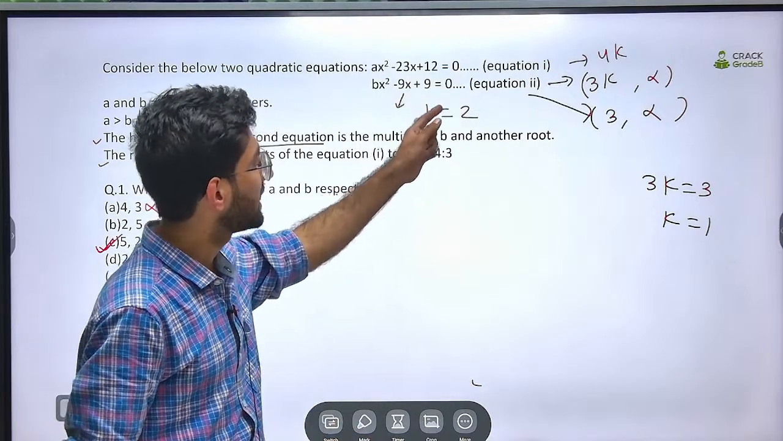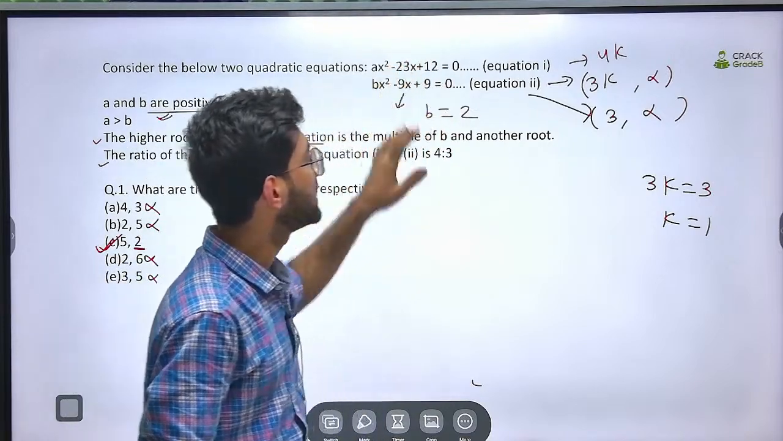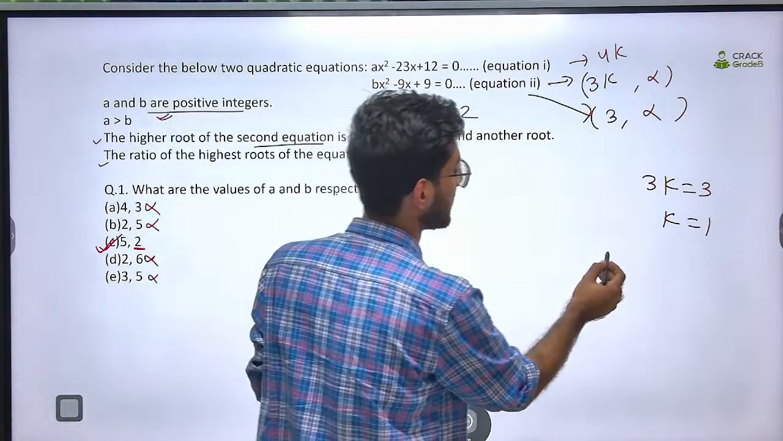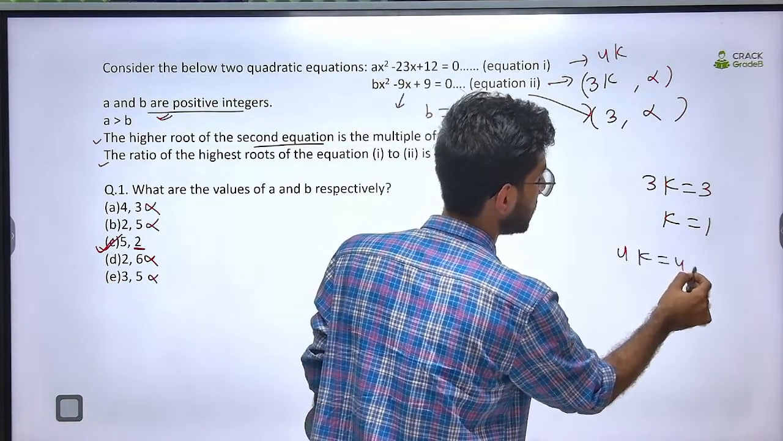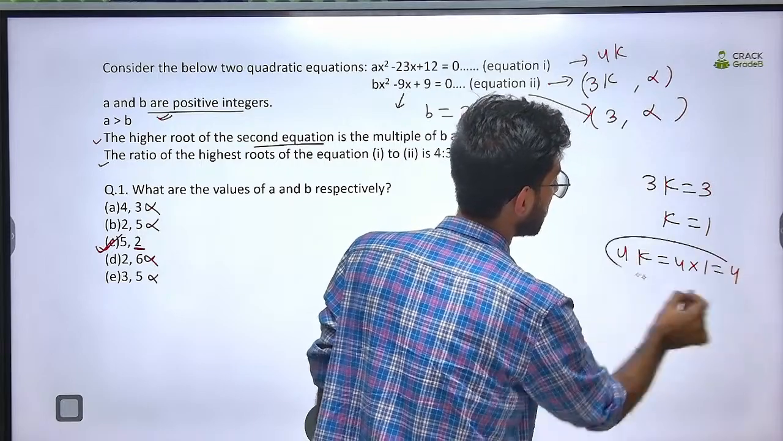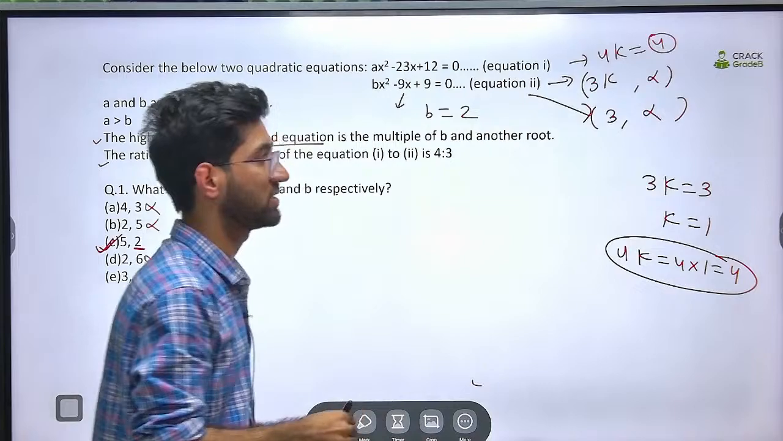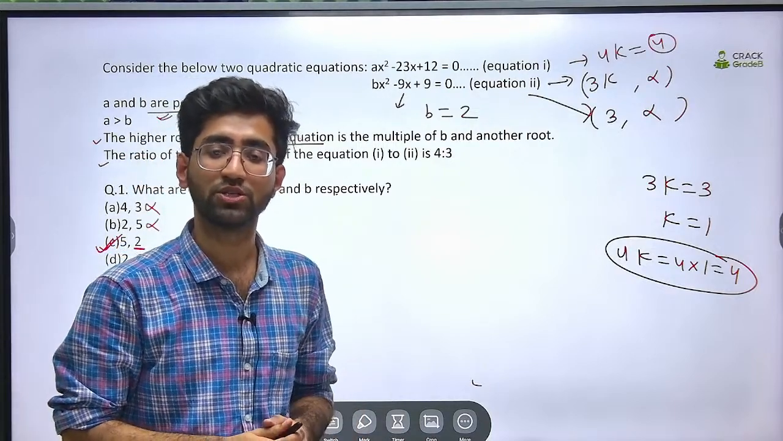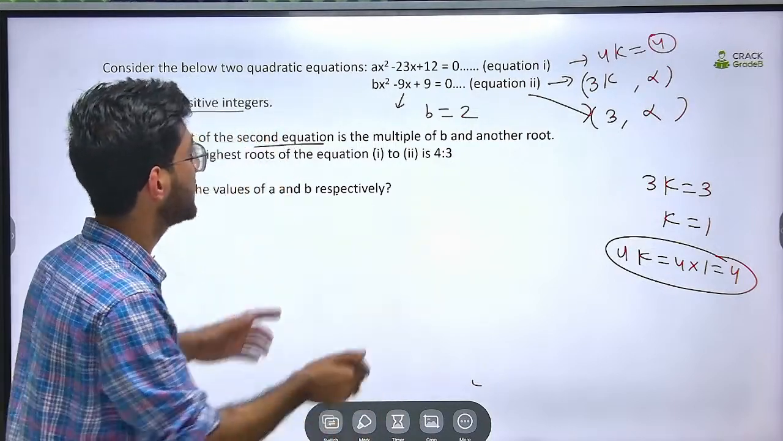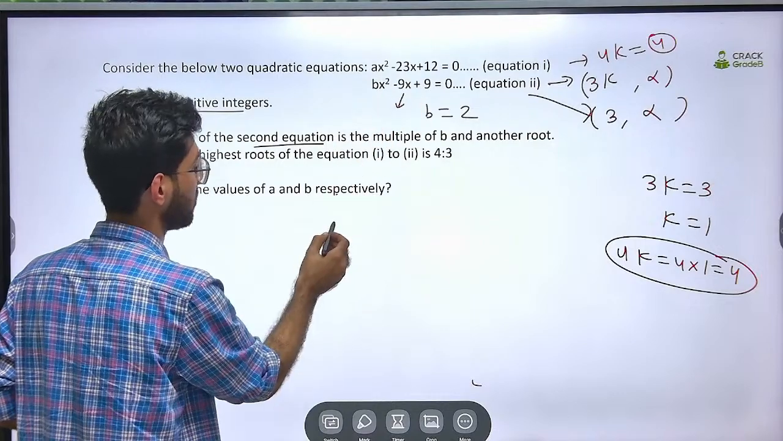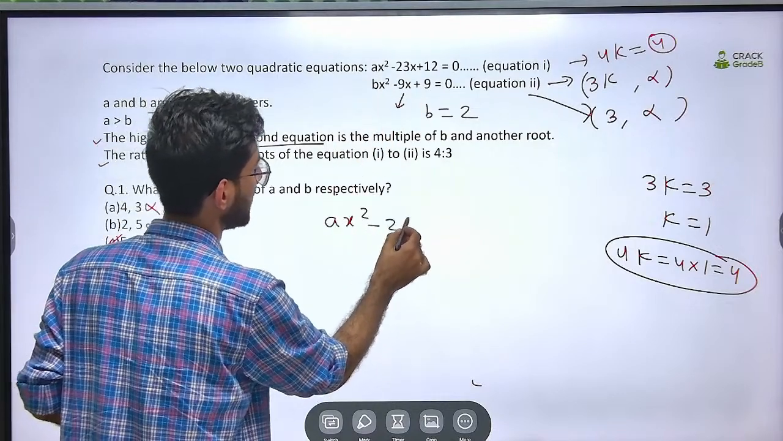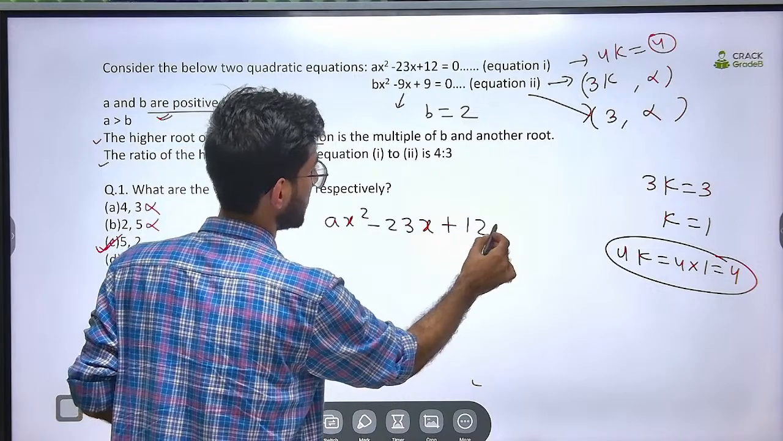Okay, we know that the higher root of equation 1 is 4k. So basically 4k, right? So 4 into 1 equals 4, which means 4 is one of the roots of equation 1. So again we can put the value of x equal to 4 in equation 1.